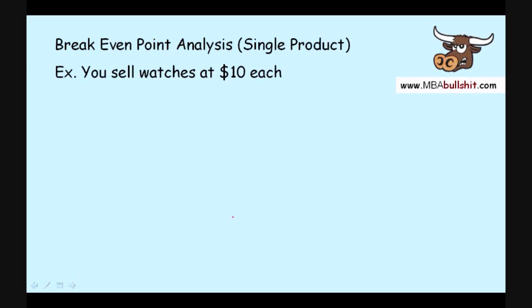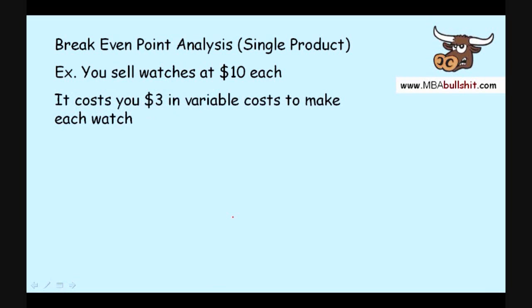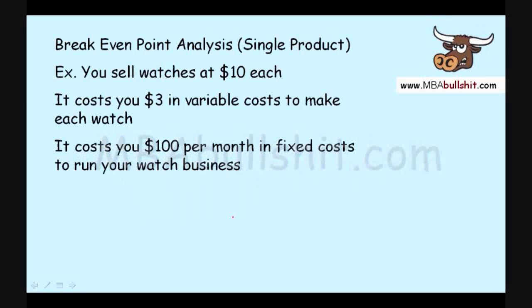So for example, your business sells watches at $10 each, and it costs you $3 in variable costs to make each watch. Now when we say variable costs, that might mean the plastic and the metal which goes into each watch that you make. That's just an example. And it costs you $100 per month in fixed costs to run your watch business.